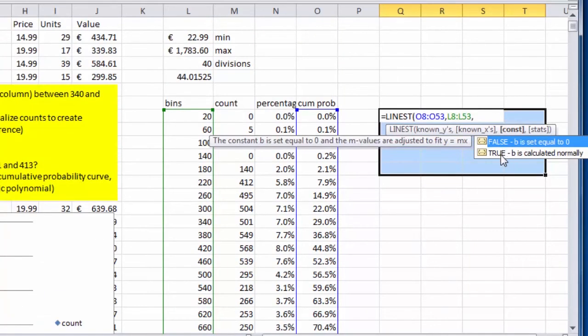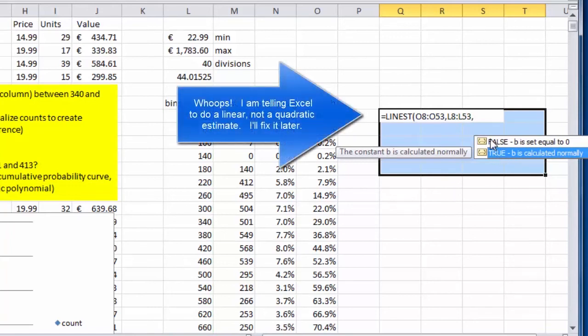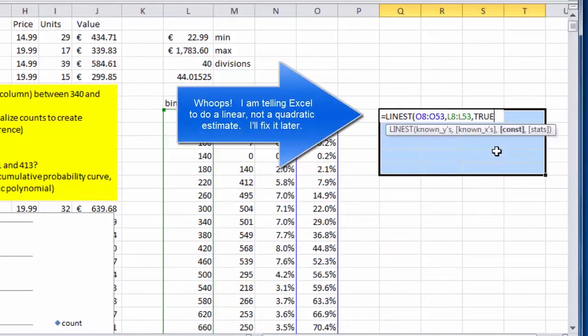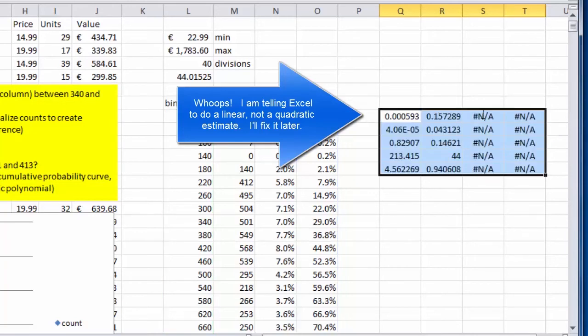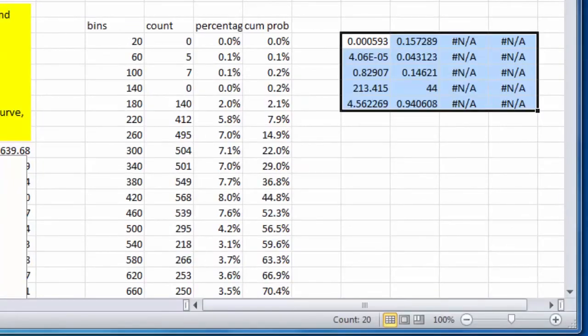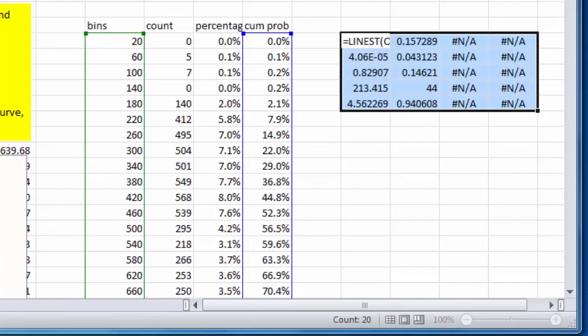So we want B to be calculated normally, and comma, and we'll return some extra statistics. So I think I did that right. So I have to do Control-Shift-Enter, and so I forgot I needed to put this quadratic. So 1, 2. That means use up to 2 exponents.